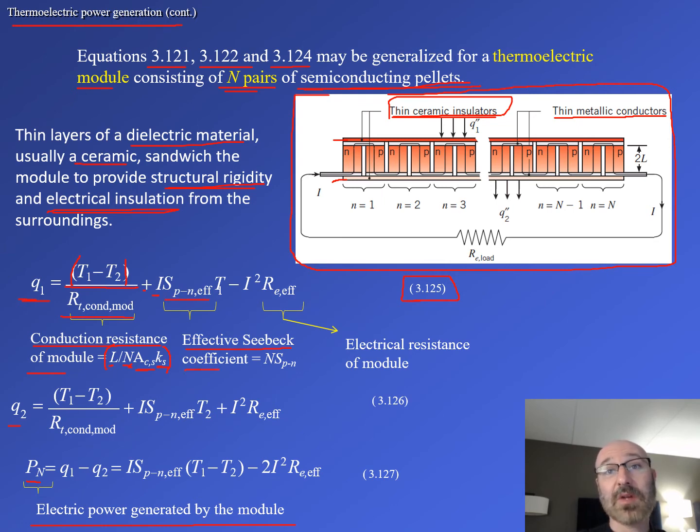And again, you can see this is equal to our N times our SPN. So to get this relationship for the effective feedback coefficient, we multiply N, the number of pairs, times the S feedback coefficient, SPN. And this is times our T1 minus our I squared times our REF, or electrical resistance of the module. So that kind of breaks that down.